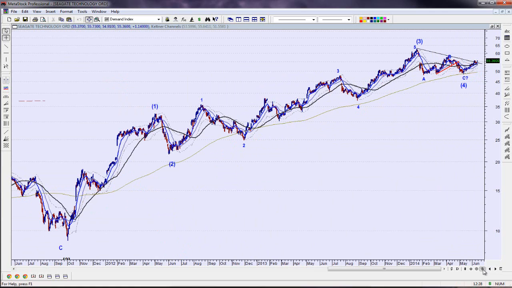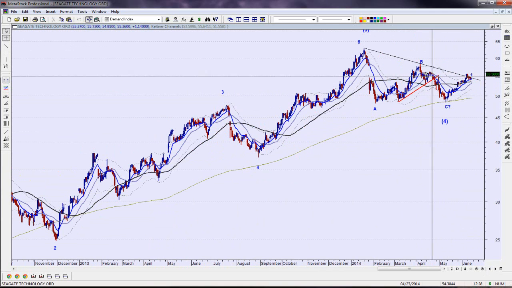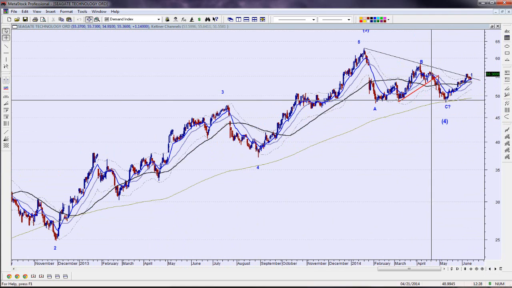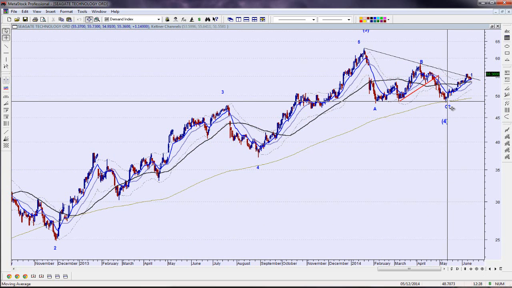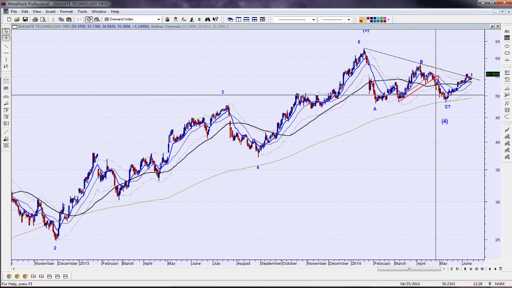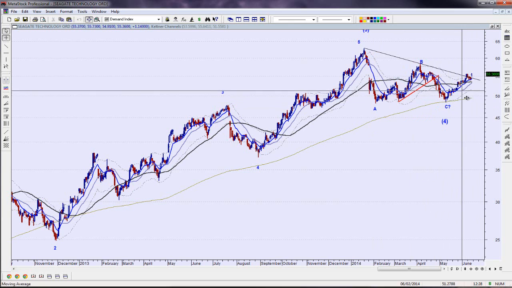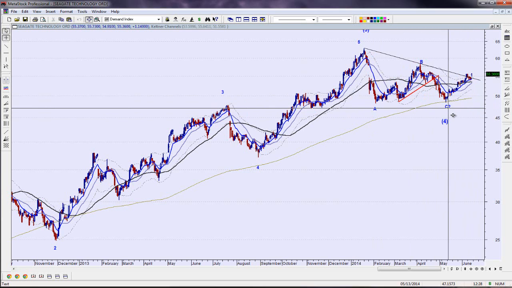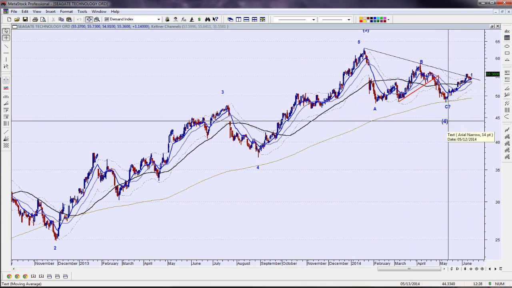The only concern I've got about this is I'm not sure that wave C has gone far enough, because it's only about 62% of wave A. Typically I like to see it at least equal to wave A. So I'm a little bit concerned whether this move in here is impulsive, or still a part of a corrective action. So that's my caution. I've got a question mark on C.